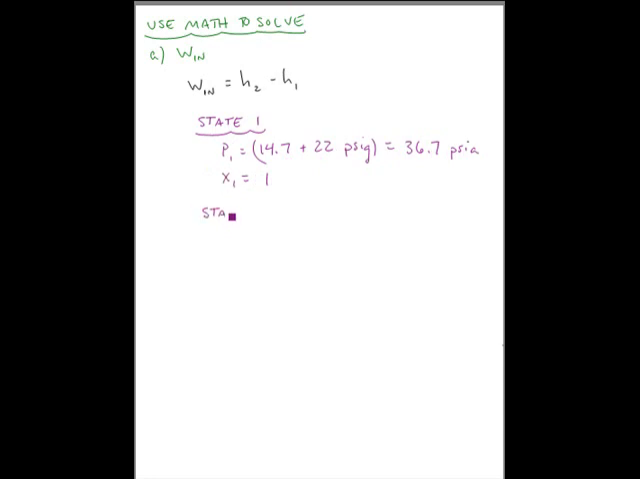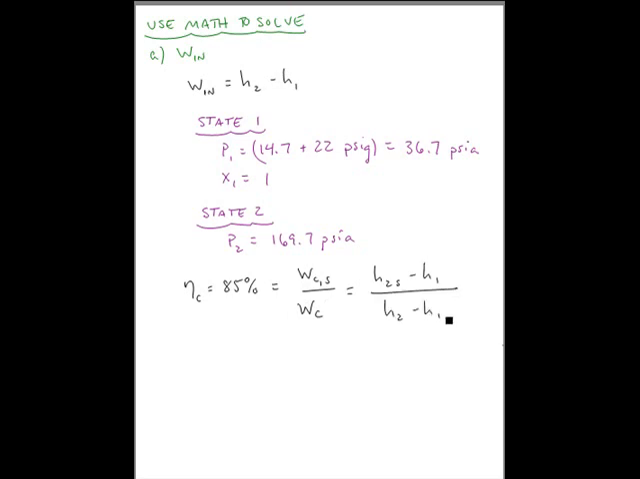State 2, however, I know the pressure at 2, which, following the same logic, is 169.7 psi absolute, but I don't know anything else. So I need to find something. What do I know about the compressor? Well, I know the compressor efficiency is 85%. That's my isentropic compression efficiency. So that is the work required by the isentropic compressor divided by the work required by the actual compressor. And this can be written as H2s minus H1 divided by H2 minus H1.